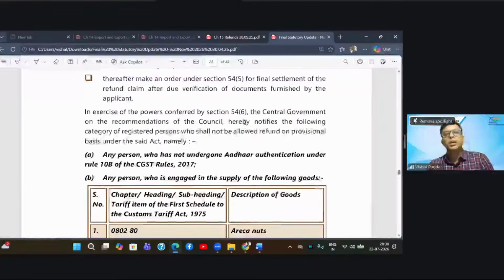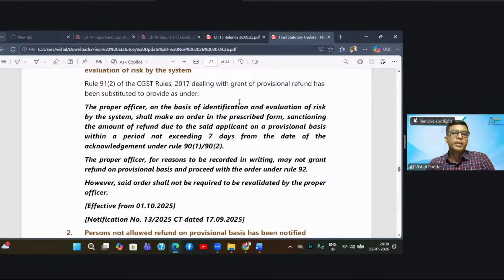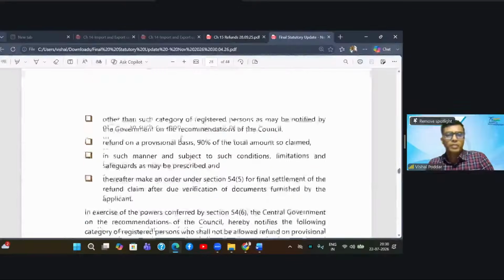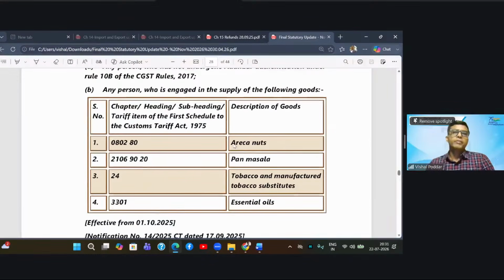So students, basically the amendment is that the original provisional refund of 90% was allowed only in case of zero rated supply. Now it has been extended to all refunds. So not only zero rated supply, all refunds are covered here. Second, the only restrictions for provisional refund are: one, a person who has not undergone Aadhaar authentication, and second, one who is engaged in supply of these items, that is areca nuts, pan masala, tobacco and manufactured tobacco substitutes, and some essential oils. So for these products, provisional 90% refund is not applicable.